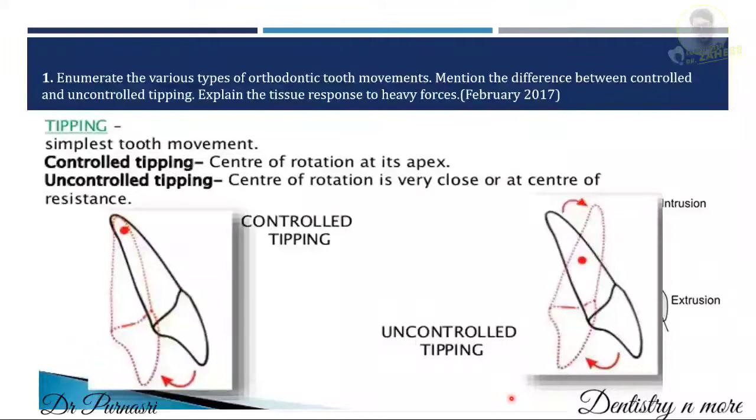Then we explain about the types of tipping, that is controlled tipping and uncontrolled tipping. In controlled tipping, the root remains in the same position more or less, and the crown moves. So the center of rotation is at the apex here. In uncontrolled tipping, both the crown portion and the root portion move. So the center of rotation is somewhat closer to the center of resistance.